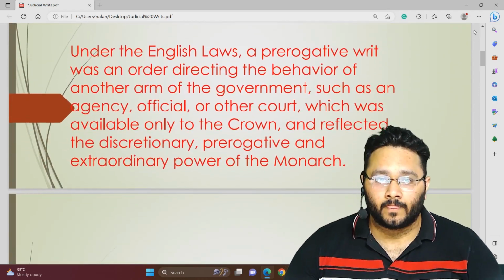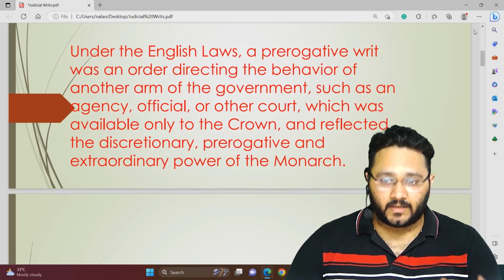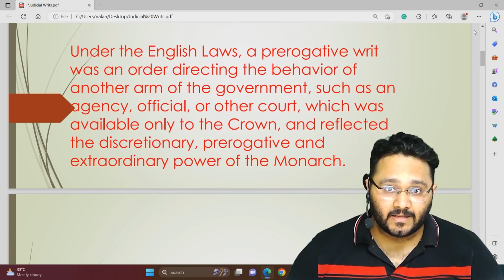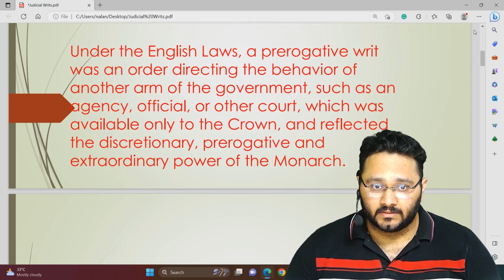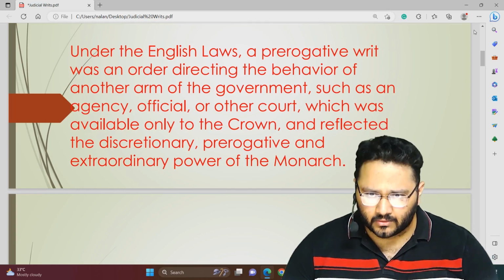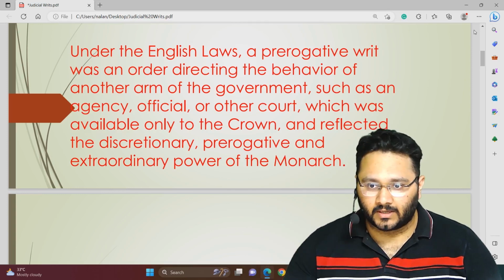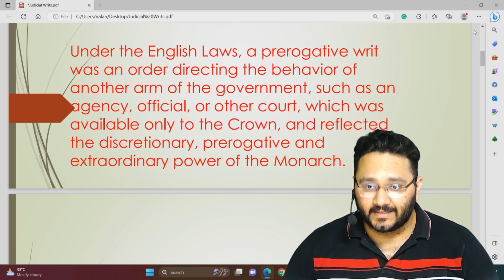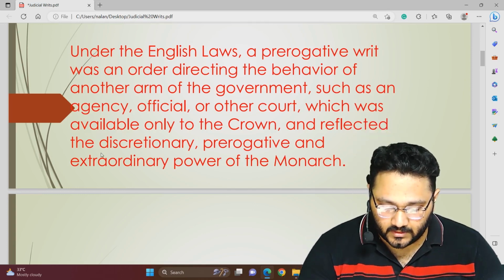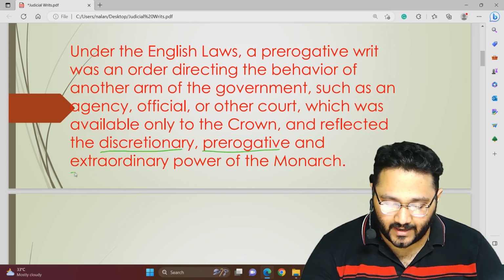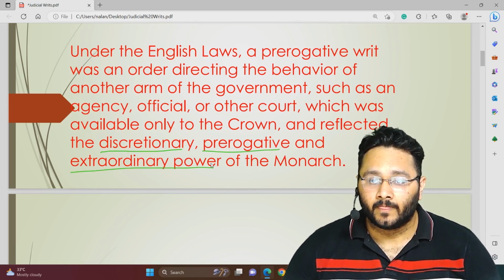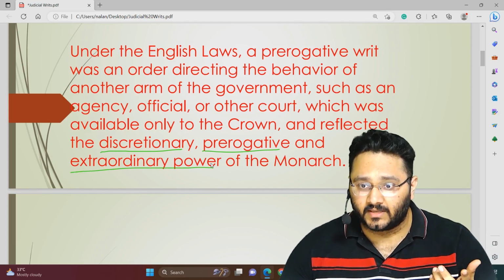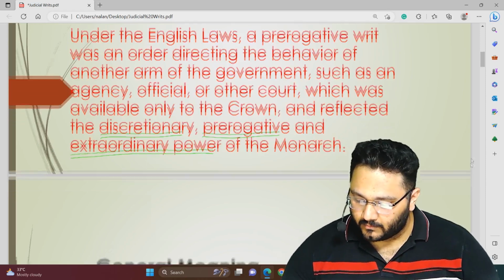Origin of the writs. So under the English law, a prerogative writ, prerogative means a special right or a privilege. It was an order directing the behavior of another arm of the government, such as agency, official, other court, which was obviously subordinate to the crown, and this special right was available only to the crown, king or queen, and this reflected, underline the word, discretionary, prerogative and extraordinary power. Extraordinary means that it cannot be used under normal situation. Discretionary means विवेकपूर्ण, where it depends on our own will, of the monarch.